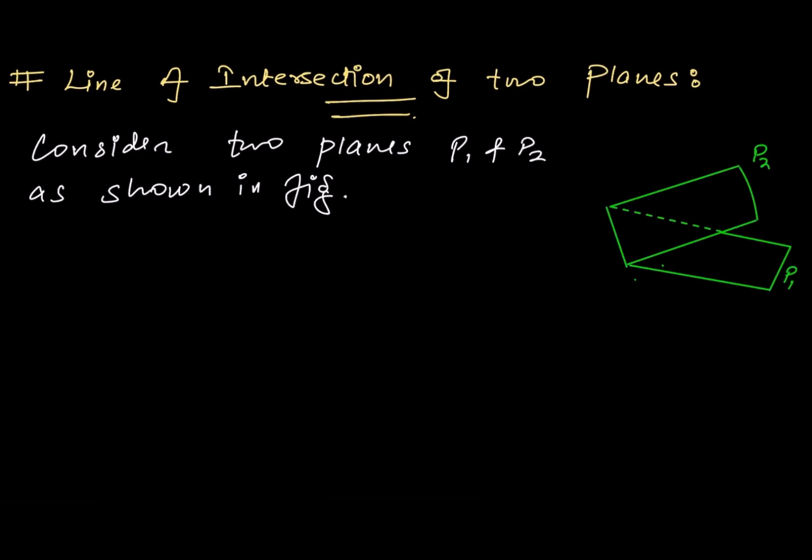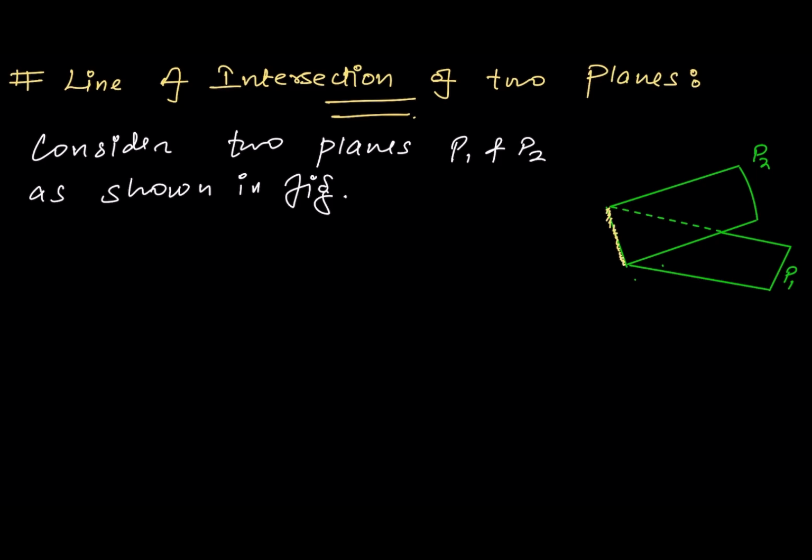So students, these are two planes P1 and P2, and the line of intersection for planes P1 and P2 be this yellow line, right? This is the line of intersection. Now we are interested in finding the equation of this line.